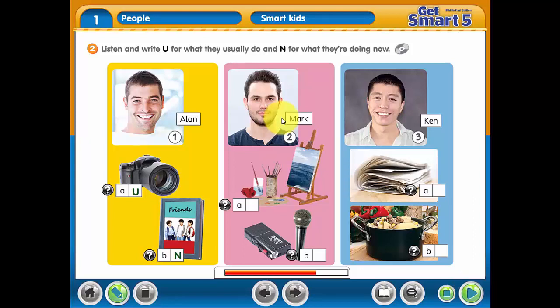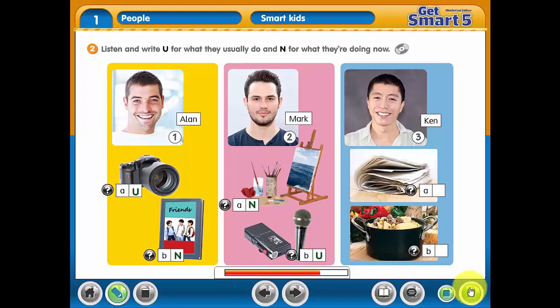Mark is a reporter, yes, that's right. So the main activity for him, painting or making interviews: of course, he usually makes interviews, but now he is painting. But now he is painting.